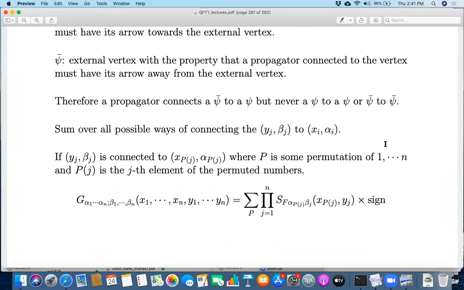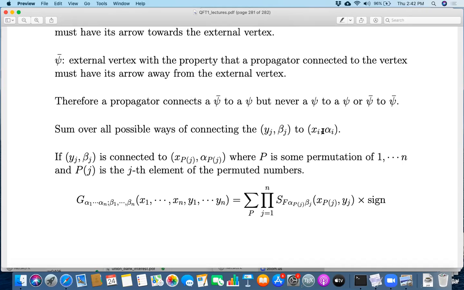So basically what you have is n y's and n x's, and you have to find all possible ways of connecting the y's to x's. We take a y_j with index beta j and connect it to some x_i with index alpha i, and you have to join all of these, all the n, making sure that there are no free vertices left over. That gives you one Feynman diagram. Then you have to sum over all possible Feynman diagrams, which basically means that you have to sum over all possible ways of making this connection.